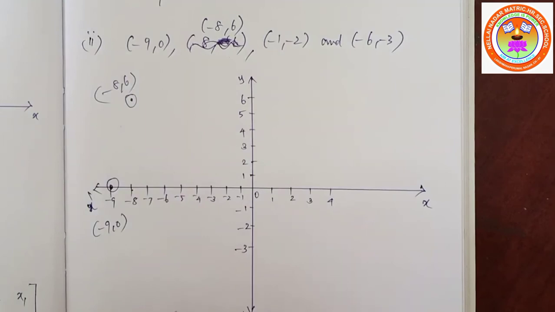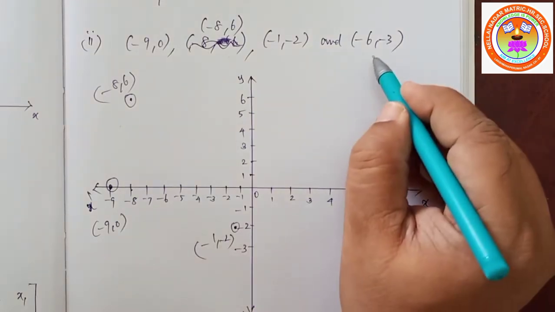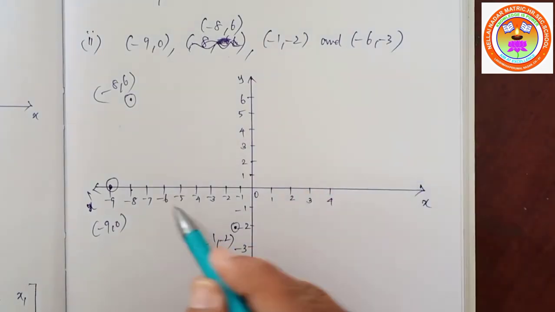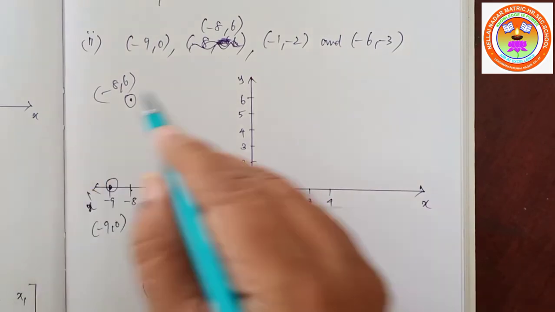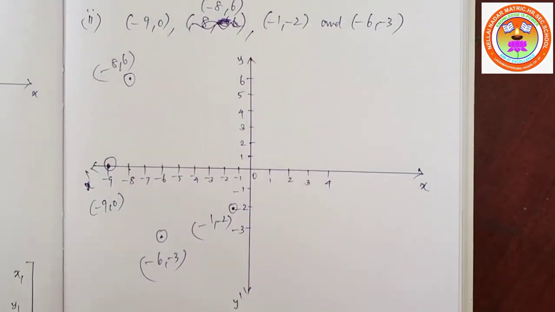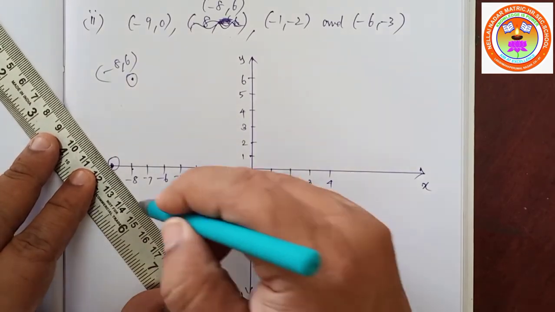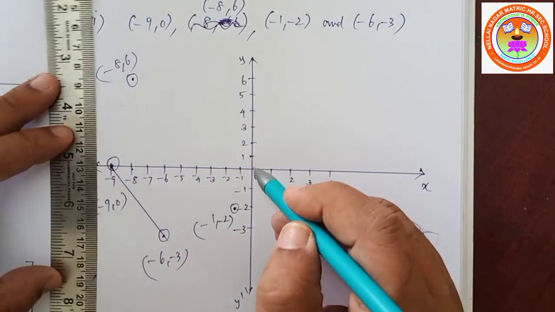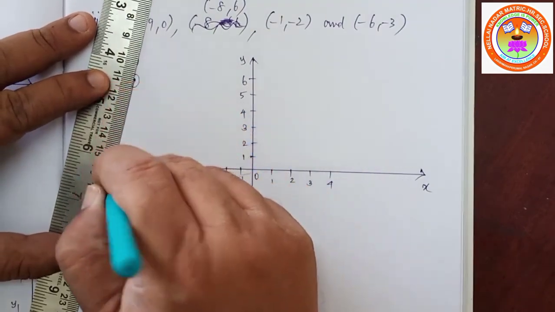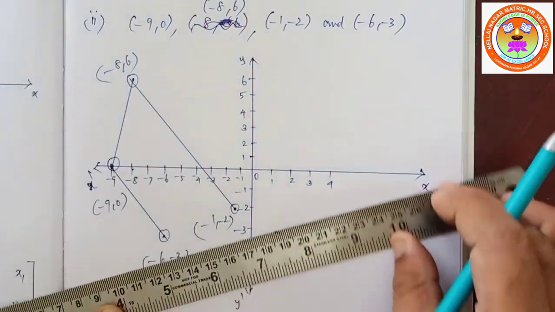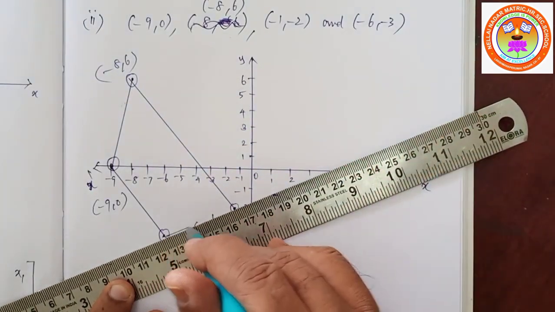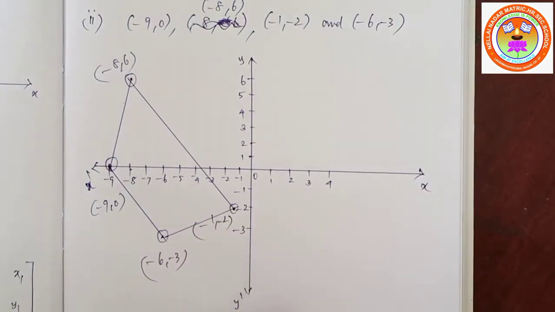Minus 1 comma minus 2: minus 1 in x-axis, minus 2 in y-axis. That is minus 1 comma minus 2. Minus 6 comma minus 3: minus 6 in x-axis, minus 3 in y-axis. Here is the point minus 6 comma minus 3. Having plotted all the 4 points, now I am going to join all the 4 points by using a scale. Now we have the quadrilateral.